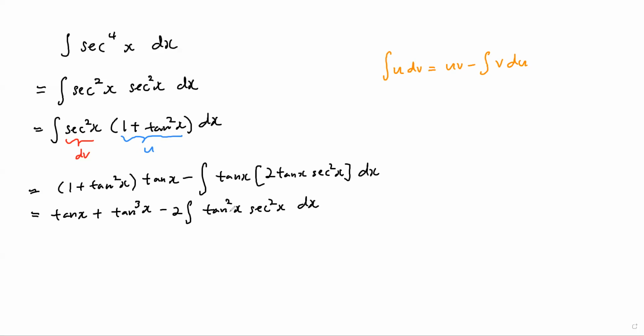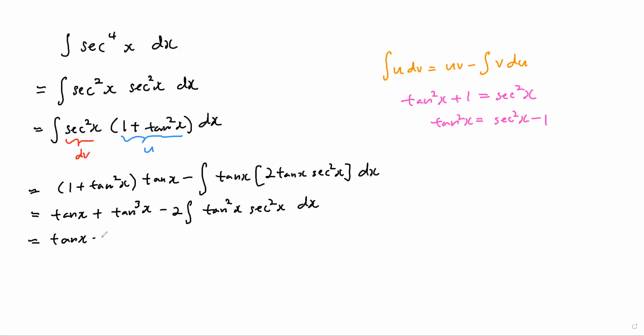So tangent square x, we can actually introduce secant square. We have to use a trigo identity. So this is the trigo identity: tangent square x plus 1 equals secant square x. So tangent square x is actually secant square x minus 1. That would be helpful here.